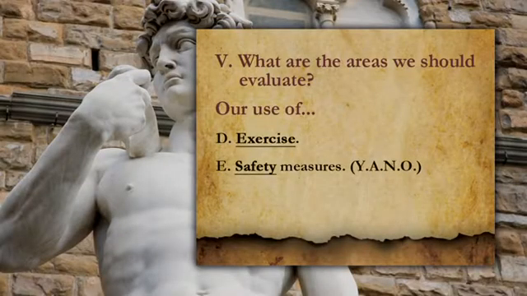E, look at the safety measures of our lives. What safety measures do you put in place? And here's what we mean by that. There's an acronym right there. It says, YANO, you are not omnipotent. Because you don't know what's about to happen, you've got to put your seatbelt on.